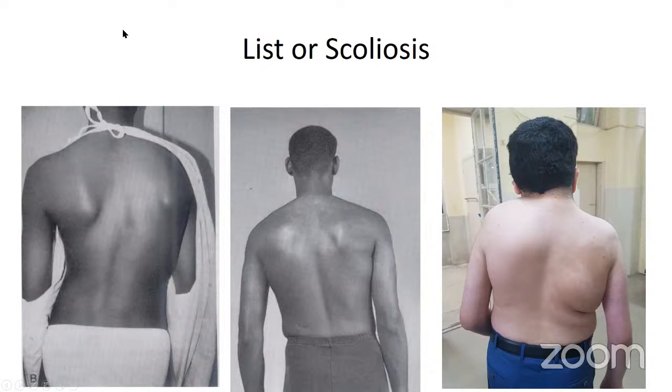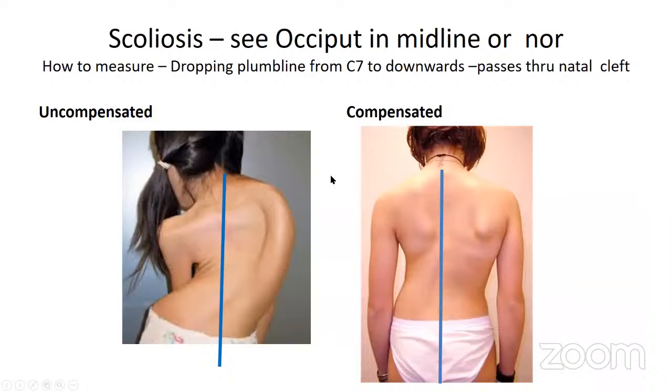Okay. Now scoliosis. How do you know whether it is uncompensated or compensated? By dropping the plumb line. See the occiput, whether it is in the midline or not. If the occiput is in the midline, it is compensated; if not in the midline, it is not compensated. How to demonstrate it in the examination? We have to find the C7, which is the most prominent spine. You can see here, though it is palpable, it's a T1.